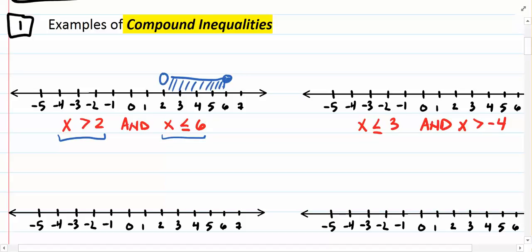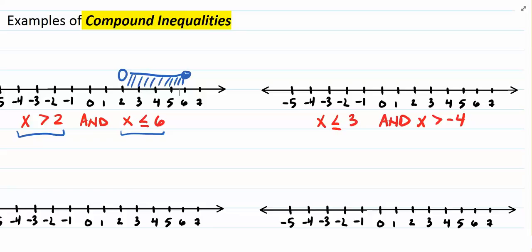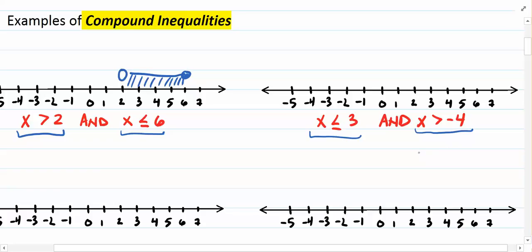Take a look at this one over here on the right. This one says x is less than or equal to 3, and at the same time x is greater than negative 4. This is another compound inequality because they're two inequalities joined by the word "and." So how would we graph this? I would go above 3, and I would go above the negative 4, and I want all numbers that are less than or equal to 3, so I'm going to shade this direction, and I want numbers that are greater than negative 4, so notice I would shade that direction to the right. So I want all of this information here.